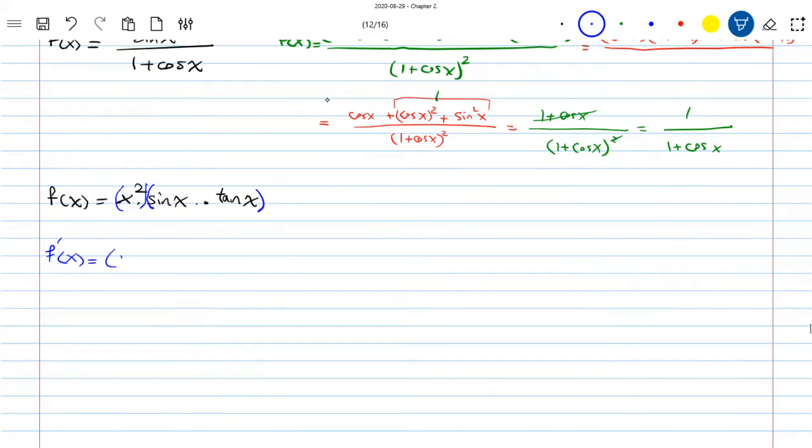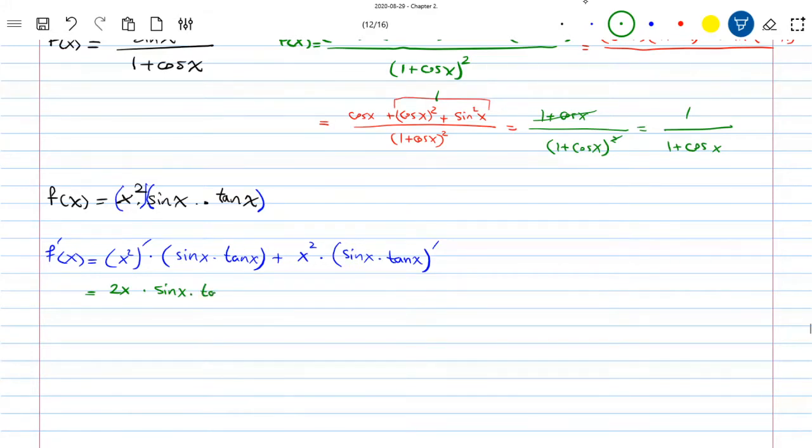What would be the product rule? It would be the derivative of x squared times the other function, sine x tangent x, plus first function times the derivative of the second one, sine x times tangent x derivative. Okay. I can calculate x squared derivative, simply 2x. This term does not have any derivative, so sine x tangent x is still there. Plus x squared times, what's the derivative of sine tangent?